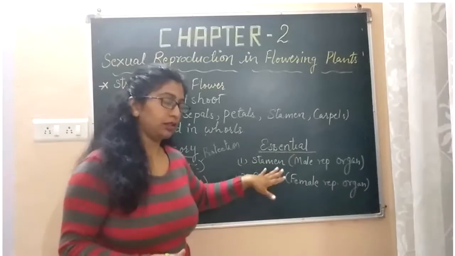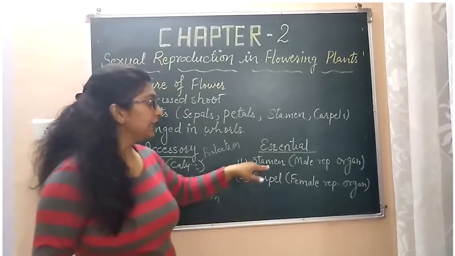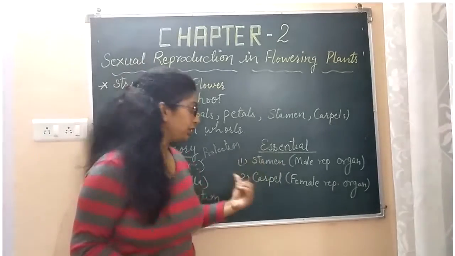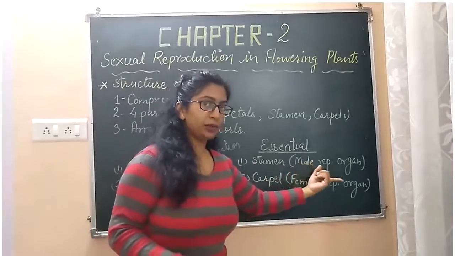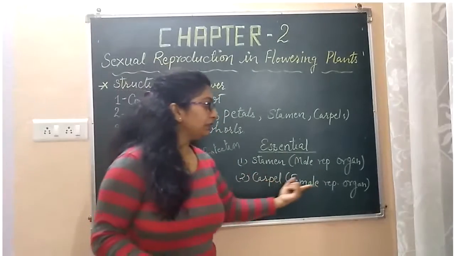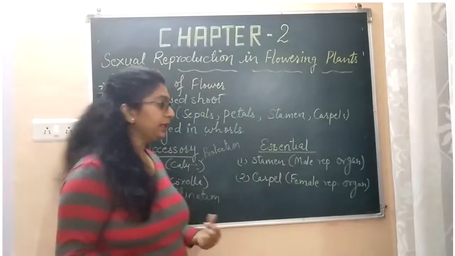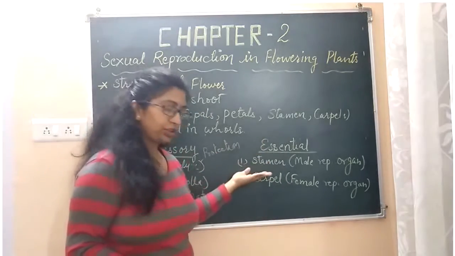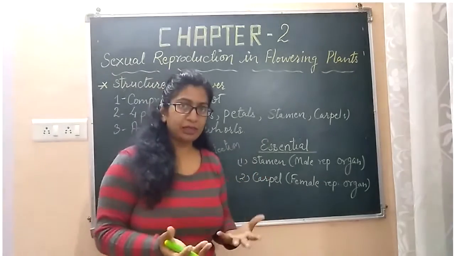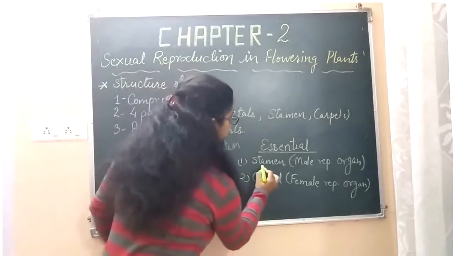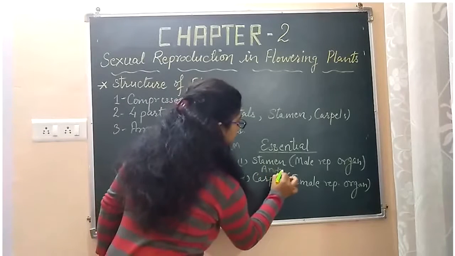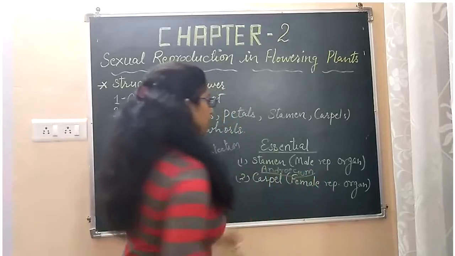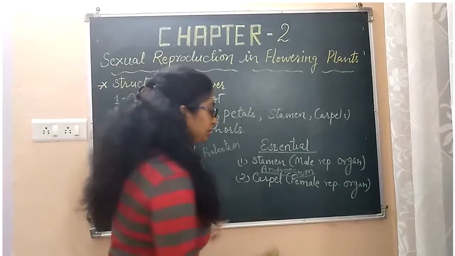Then the second set of organs which are found over here is your stamen and carpel. These are your essential organs because they help in reproduction. Stamen is known as the male reproductive organ and carpel is known as the female reproductive organ. Stamens together form androecium. That means 2-3 stamens will form androecium. And carpel will form gynoecium.